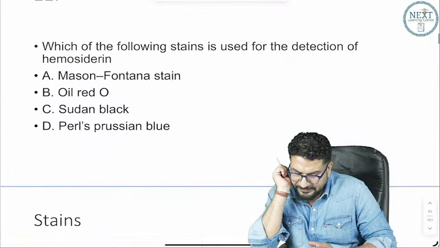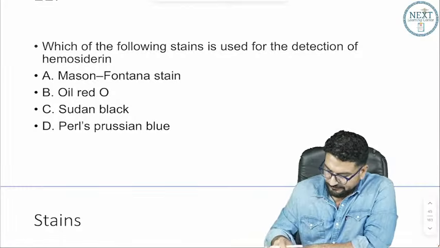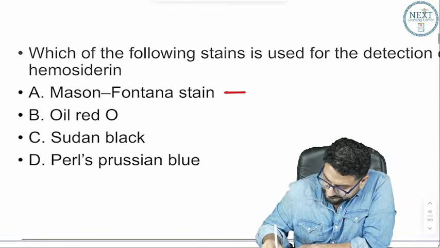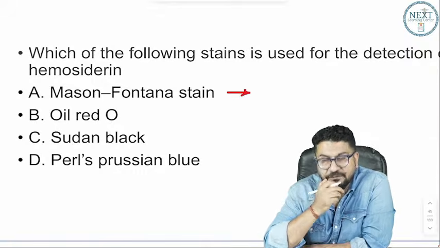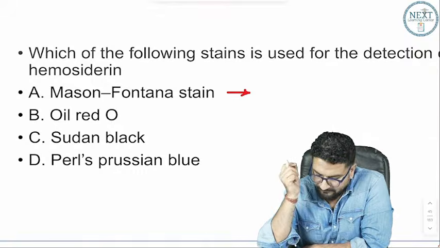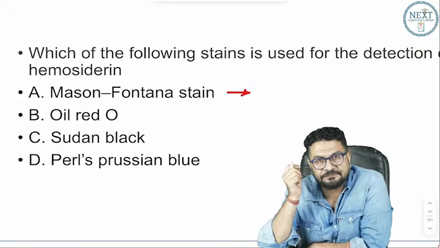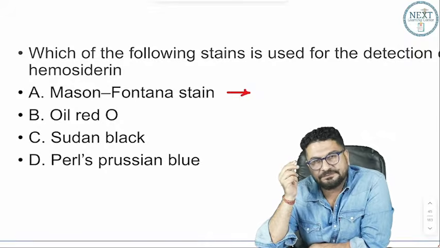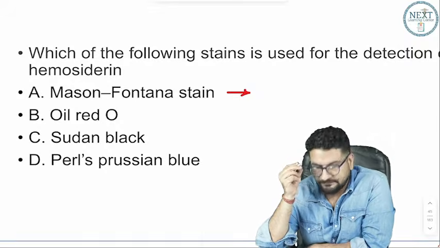Following stain is used for detection of hemosiderin. Masson Fontana किसके लिए होता है पहले ये बताओ. Masson Fontana. Where do we use Masson Fontana? Anyone? Masson Fontana. Melanin.